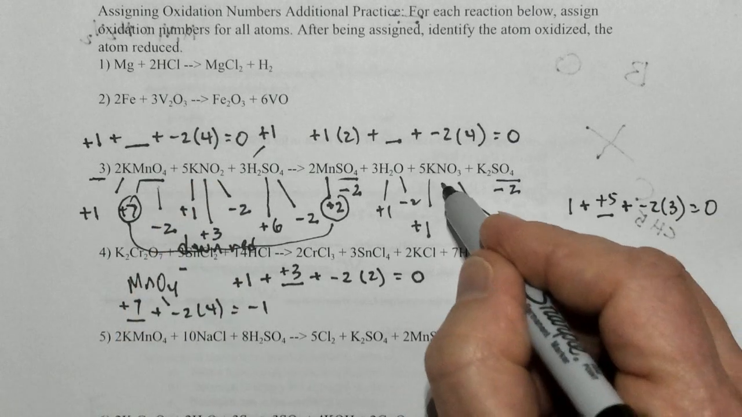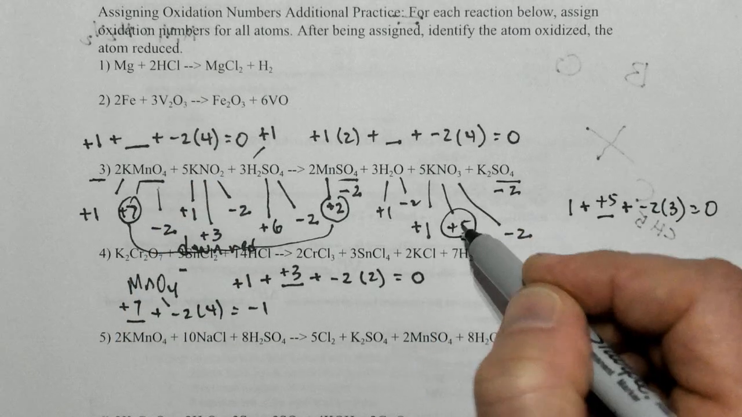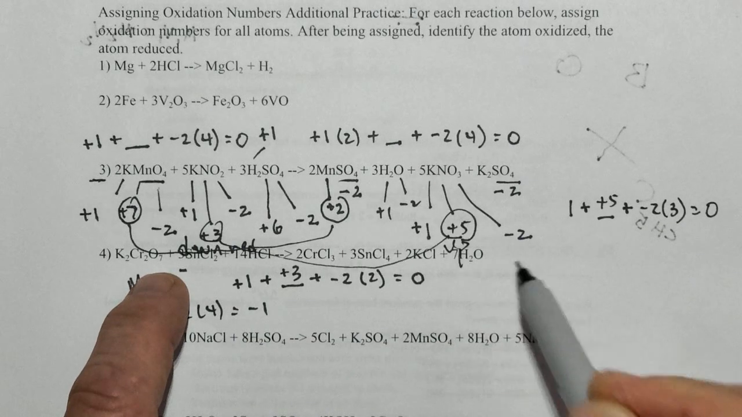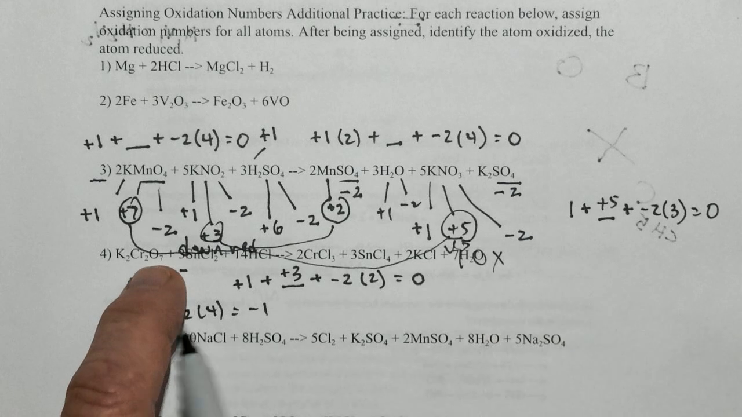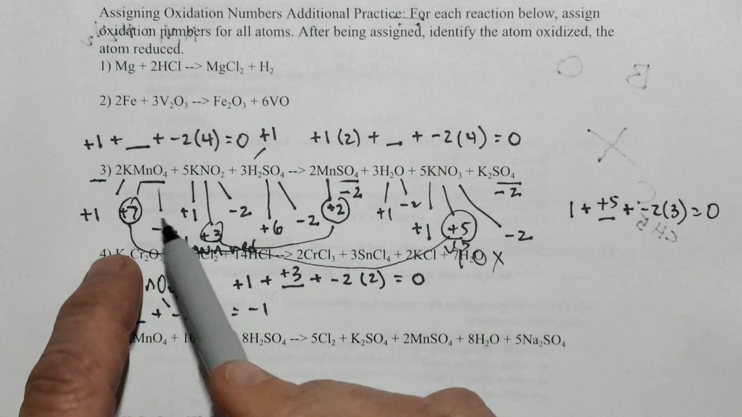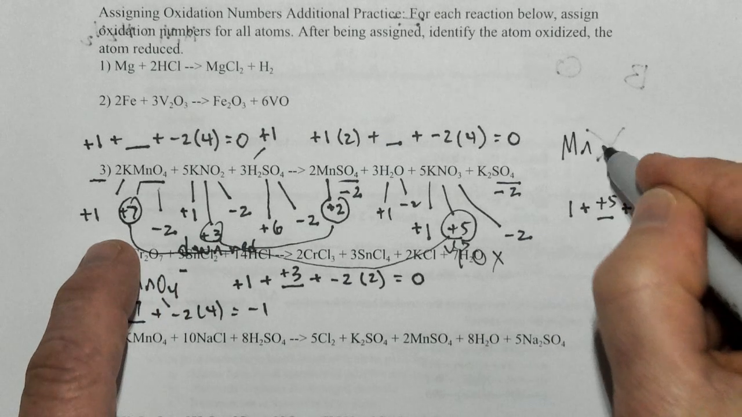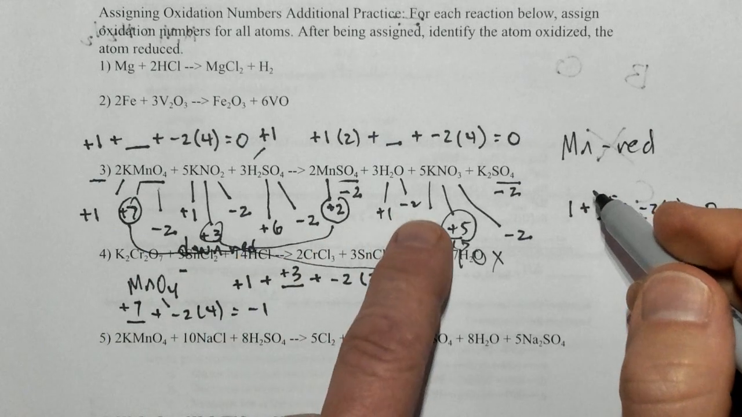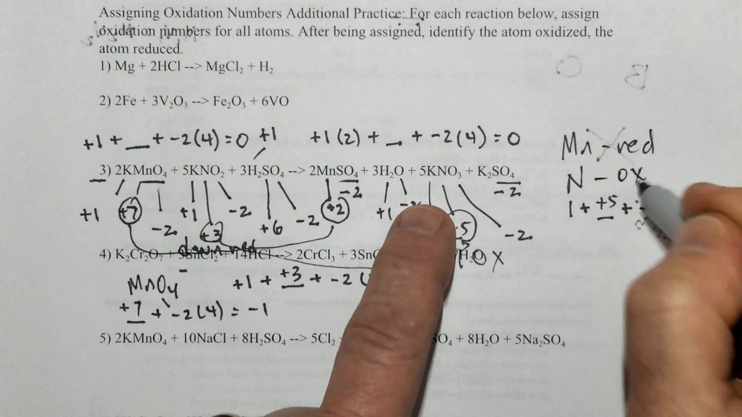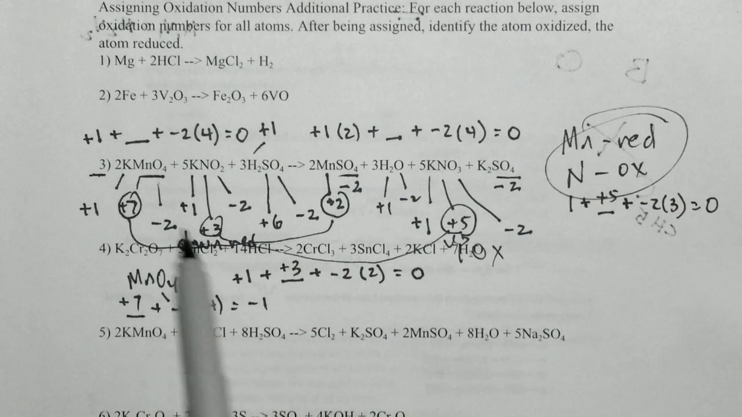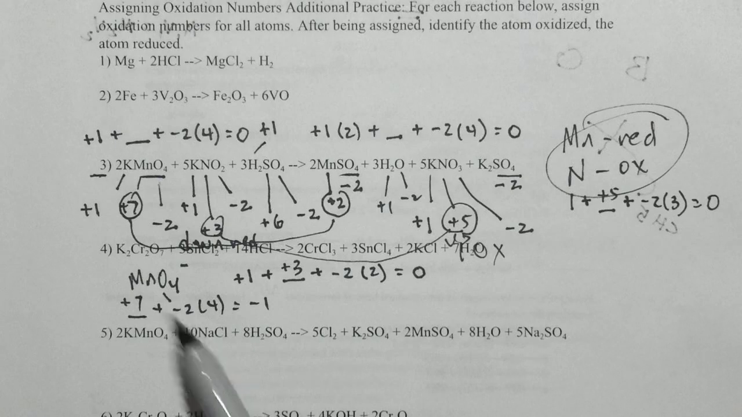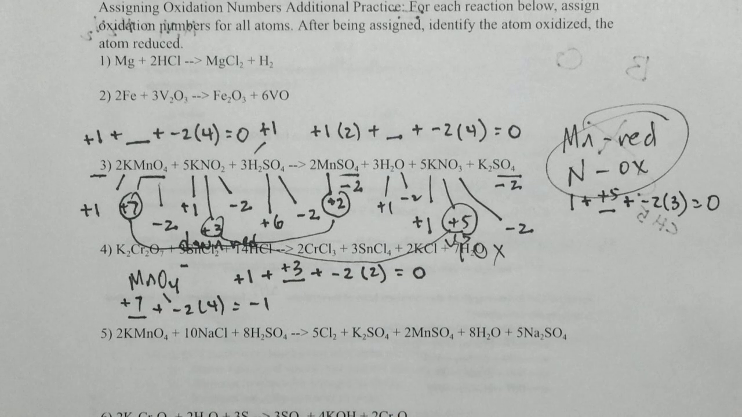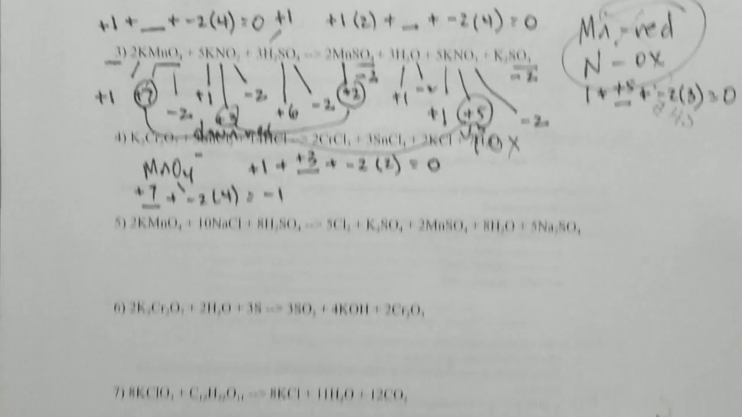And there we found our second thing that changed. So nitrogen went from +3 to +5, so it went up in charge, and therefore it's oxidized. So my reduced species was manganese. My oxidized species here was nitrogen. So that was a difficult one. It had a bunch of polyatomic ions in it that you could use to your advantage, but you still needed to figure out some pieces inside, and I showed you a couple of different ways to do each one.